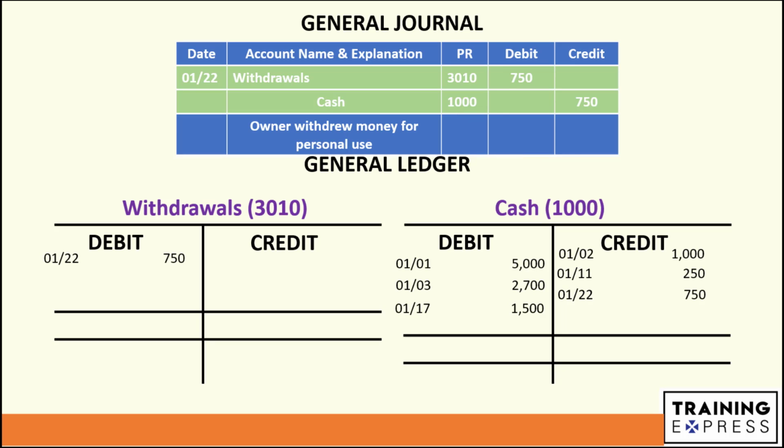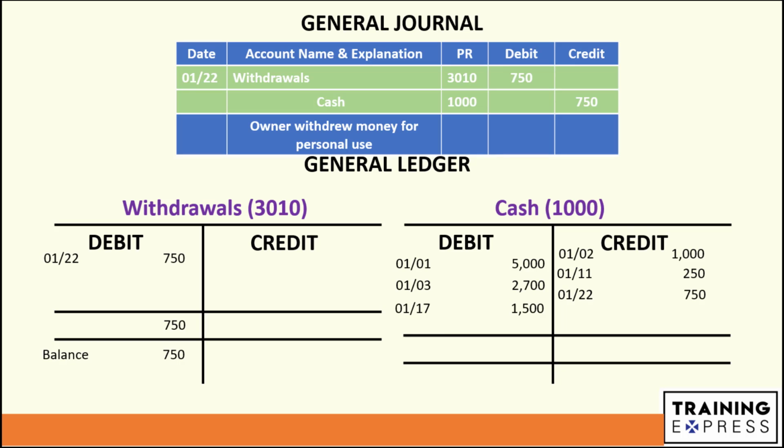Now this is the time to balance each of these ledgers. So let's start with the withdrawals account. Total on the debit side is $750 and there is nothing on the credit side. So our ending balance will be $750, which is a debit balance.